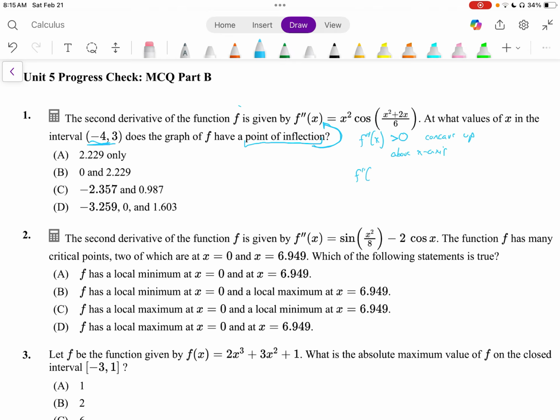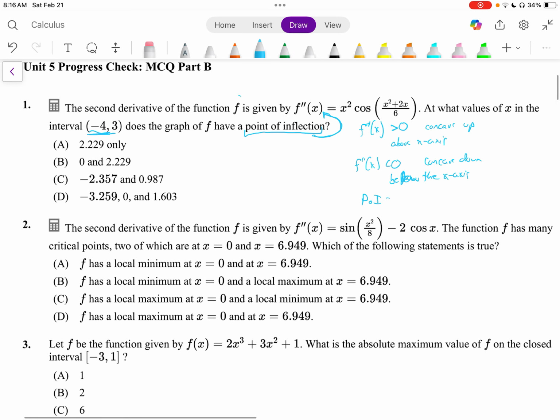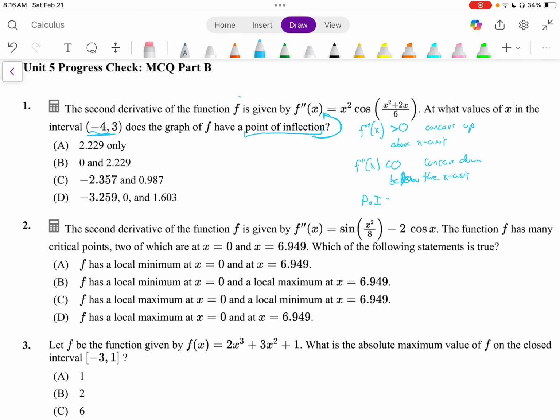And concave down is when it's less than 0. That's when it's below the x-axis, which means a point of inflection is when it crosses 0 and it switches from positive to negative. So it can't just bounce off the x-axis. It has to cross through the x-axis. So a point of inflection is when the second derivative crosses through the x-axis.